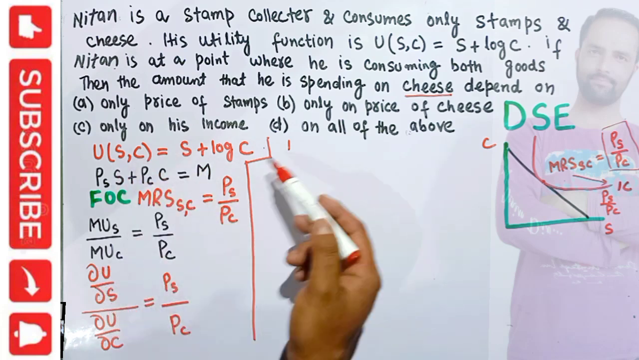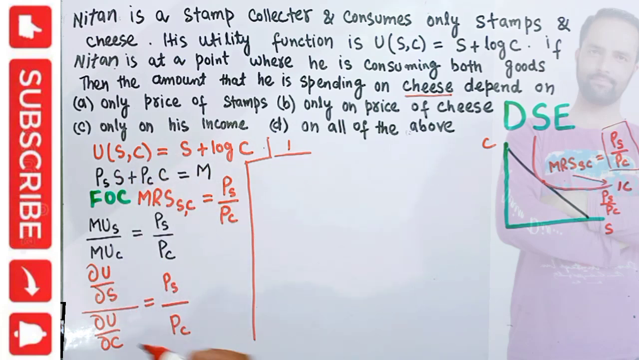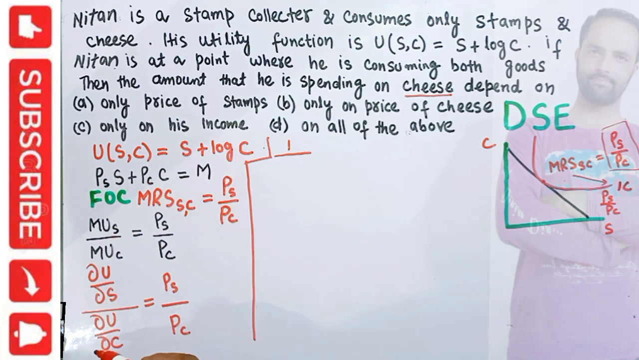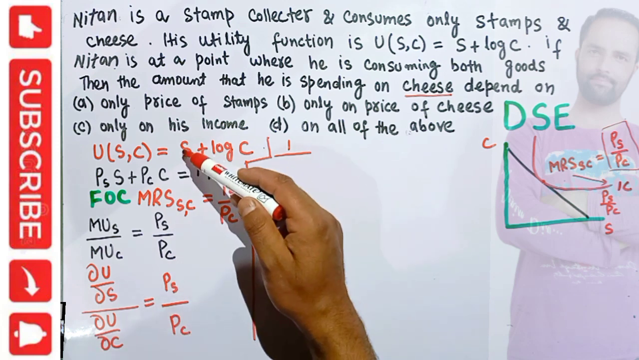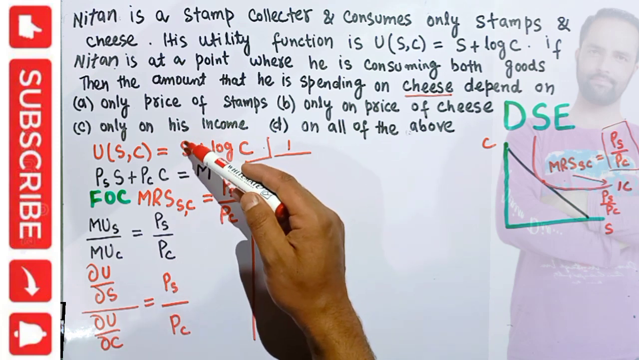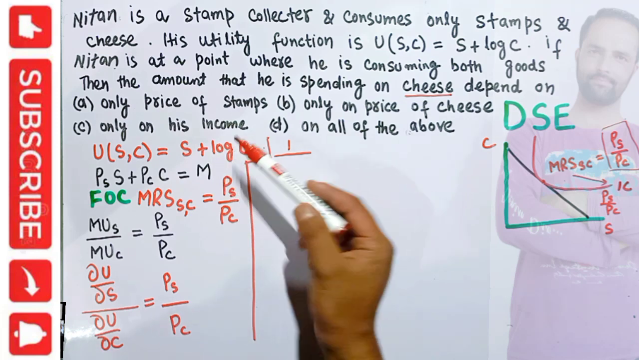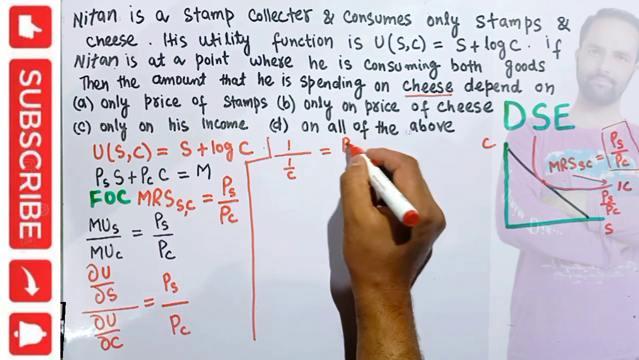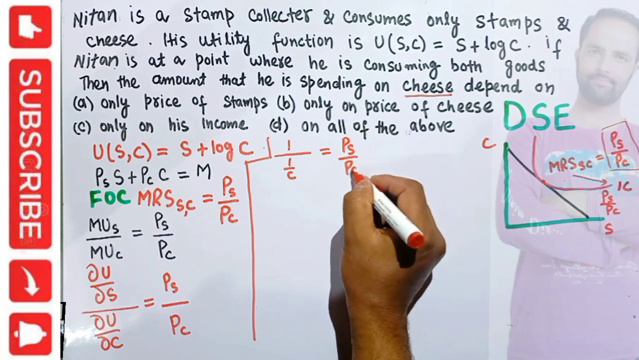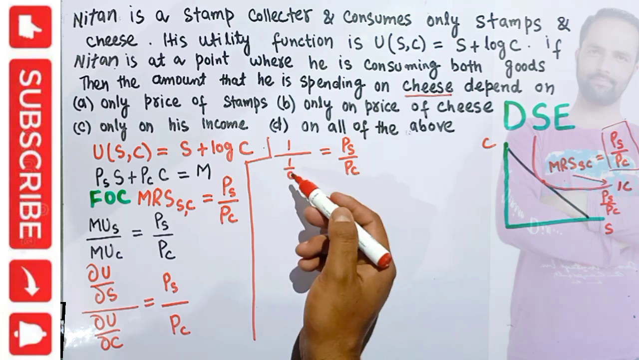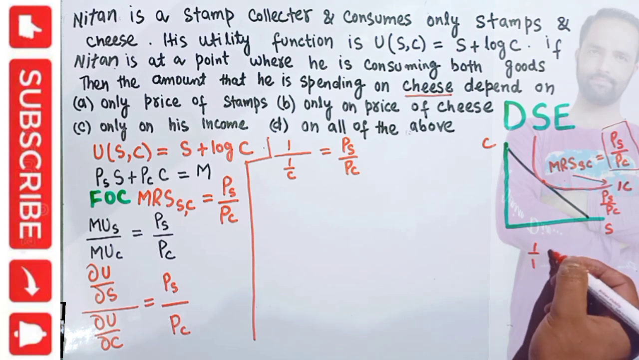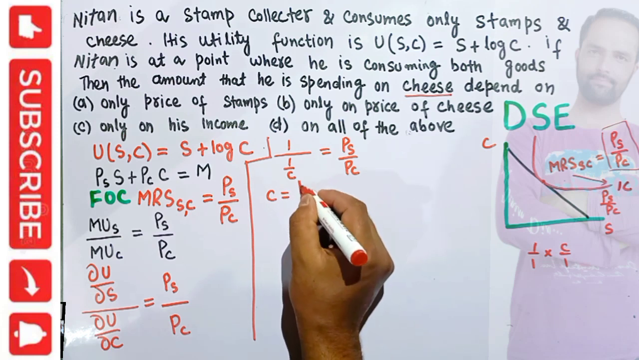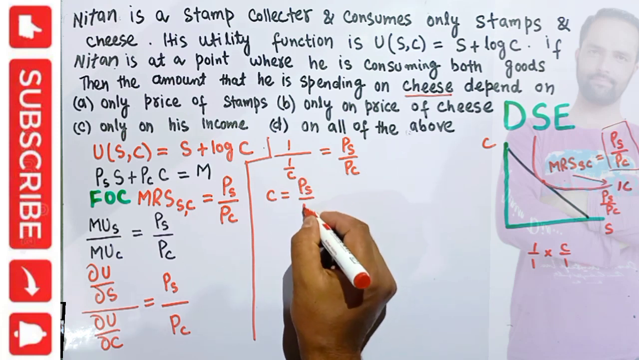So we get du upon ds is equal to 1, divided by du upon dc, taking the partial derivative of this utility function with respect to cheese this time. Okay, so no c is involved in the first term, so its derivative is 0. Now what is the derivative of log of c? It is simply 1 upon c, should be equal to the price of stamps, that is ps upon pc. If we solve this, 1 upon 1 into reciprocating this, c upon 1. So we will get c is equal to the price of stamps upon the price of cheese.